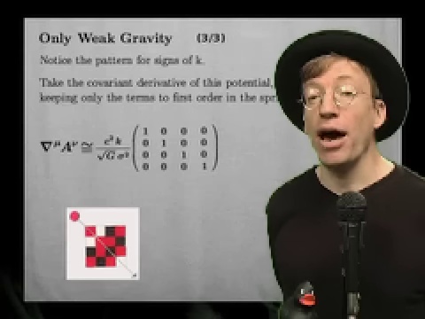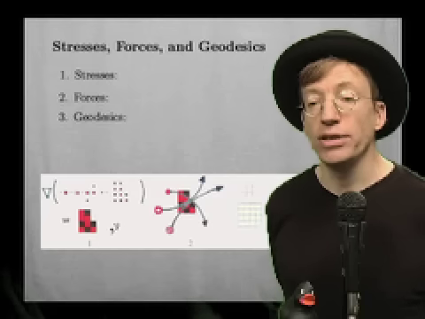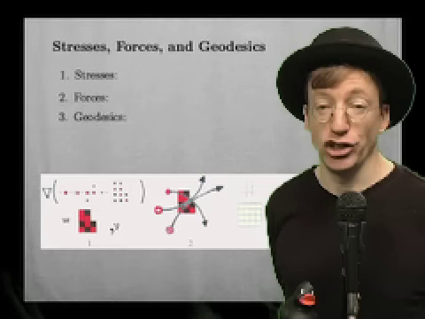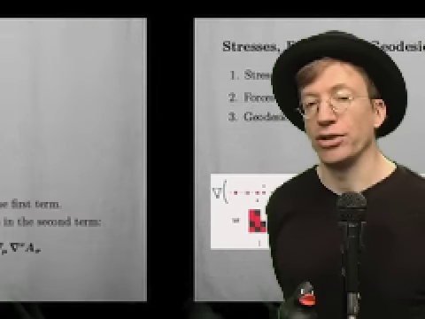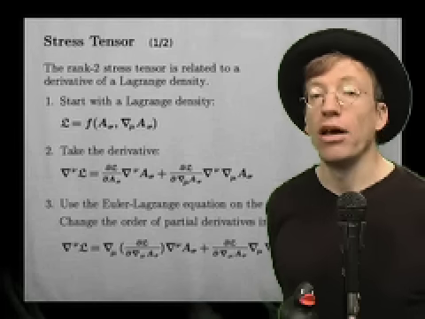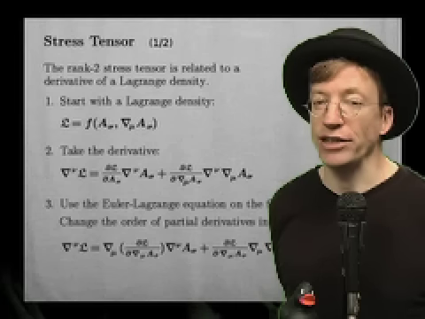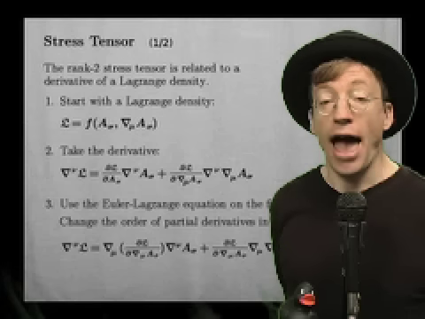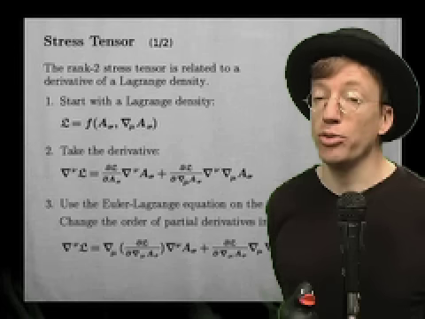Now we will think about forces, specifically stresses, the Lorentz force, and geodesics, which are like the easiest way to go. So a stress tensor is an object that describes the energy, the momentum, and the stresses involved in a field. It's a second-rank tensor. How do we derive it? Well, as with everything else, you start with the Lagrange density.